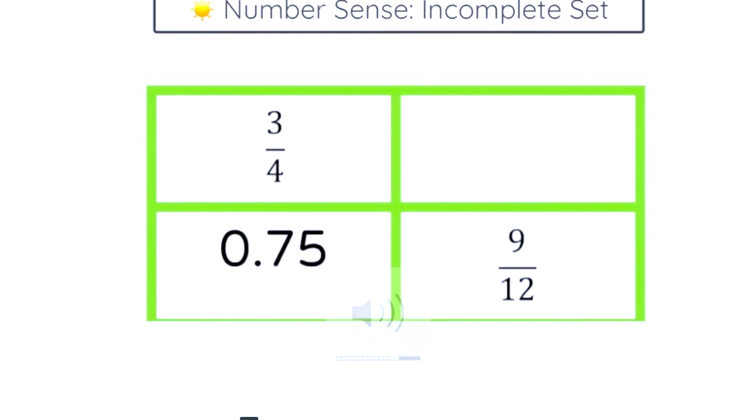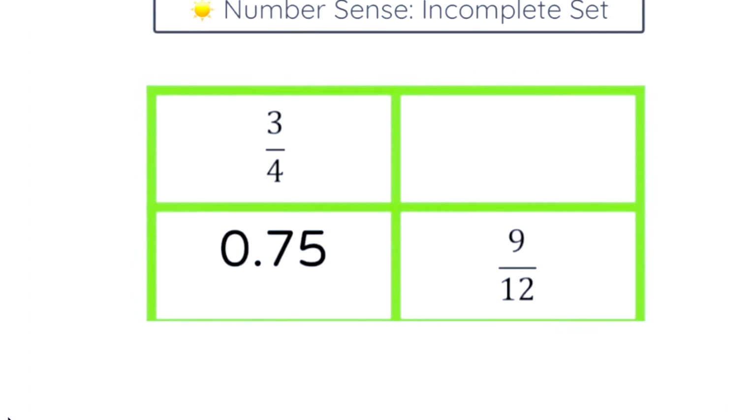Let's get started. Today is an incomplete set, and what that means is that the three values that are shown are all equivalent. So they all are the same value, just shown in different ways, fractions and decimals in this case. Your job is to find a value that can fit into this empty space that is also equivalent to the other three values already shown.